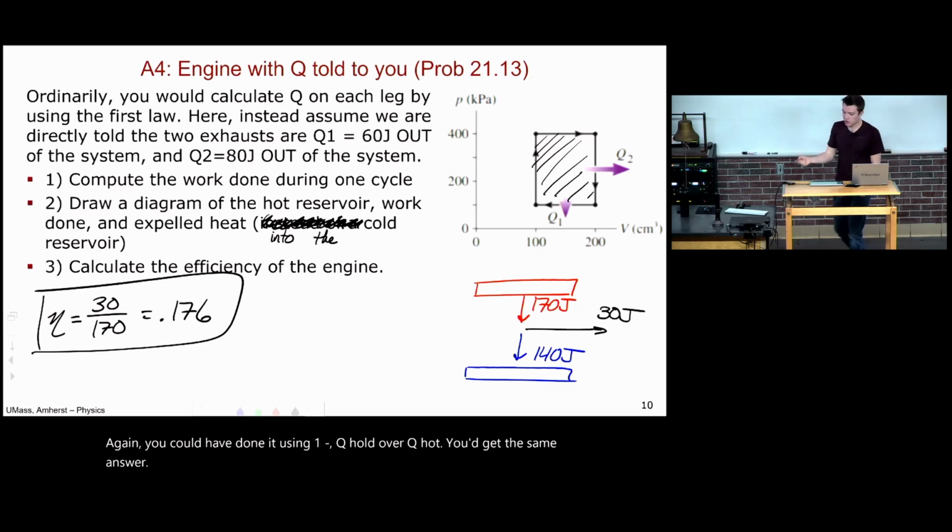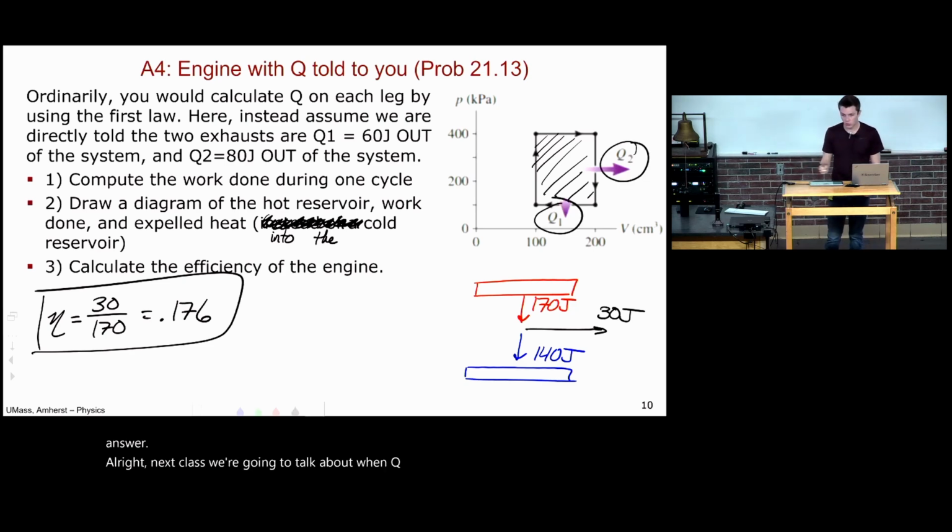All right, next class we're going to talk about when Q2 and Q1 are not told to you, and you have to calculate them.